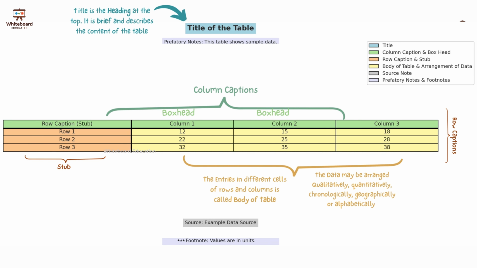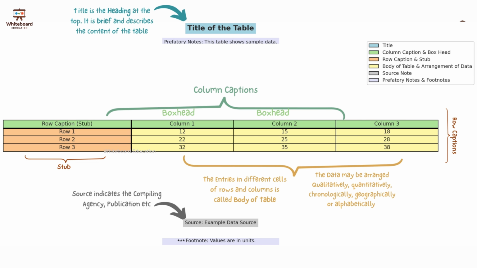Now, the entries in different cells of rows and columns are called body of table. The body is the main part of the table. The data may be arranged qualitatively, quantitatively, chronologically, geographically, or alphabetically in the table. Source indicates the compiling agency or publication, etc., from where the data is taken.